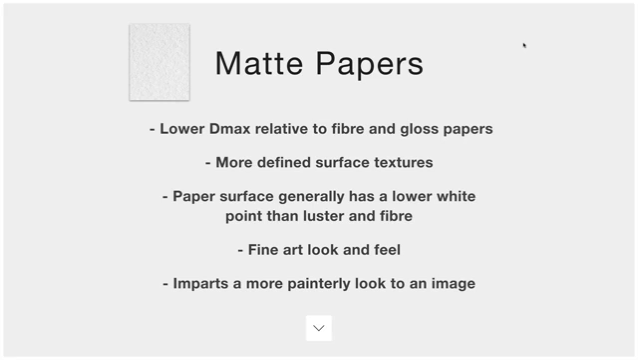That's especially the case with Canson papers because Canson doesn't use any optical brighteners in their matte papers. And so the paper is going to appear to be not as white as, let's say, a fiber or a luster paper. That doesn't mean it's warmer. It's still neutral. It's just not as white. Matte papers also have a really nice fine art look and feel, and they impart a more painterly look to an image. Now, for many, the painterly look is what matte papers are all about. That distinctive look that softens shadows, it adds textural detail, it feels great to hold in your hand.